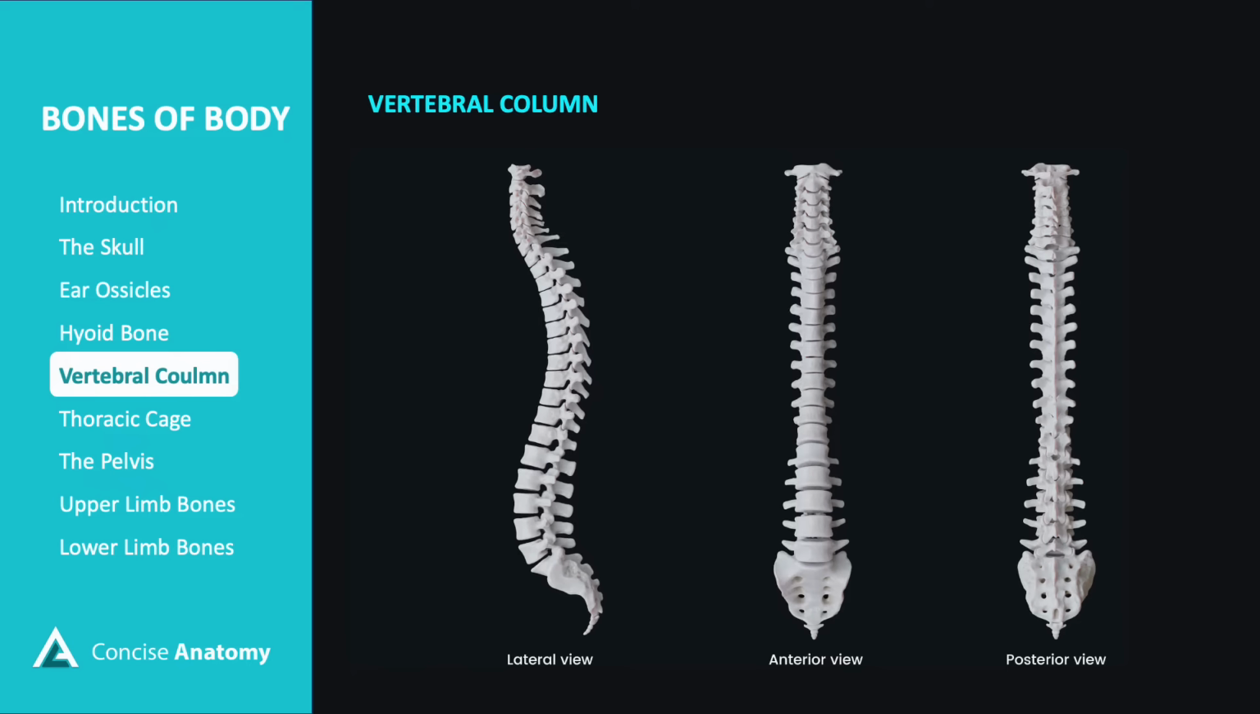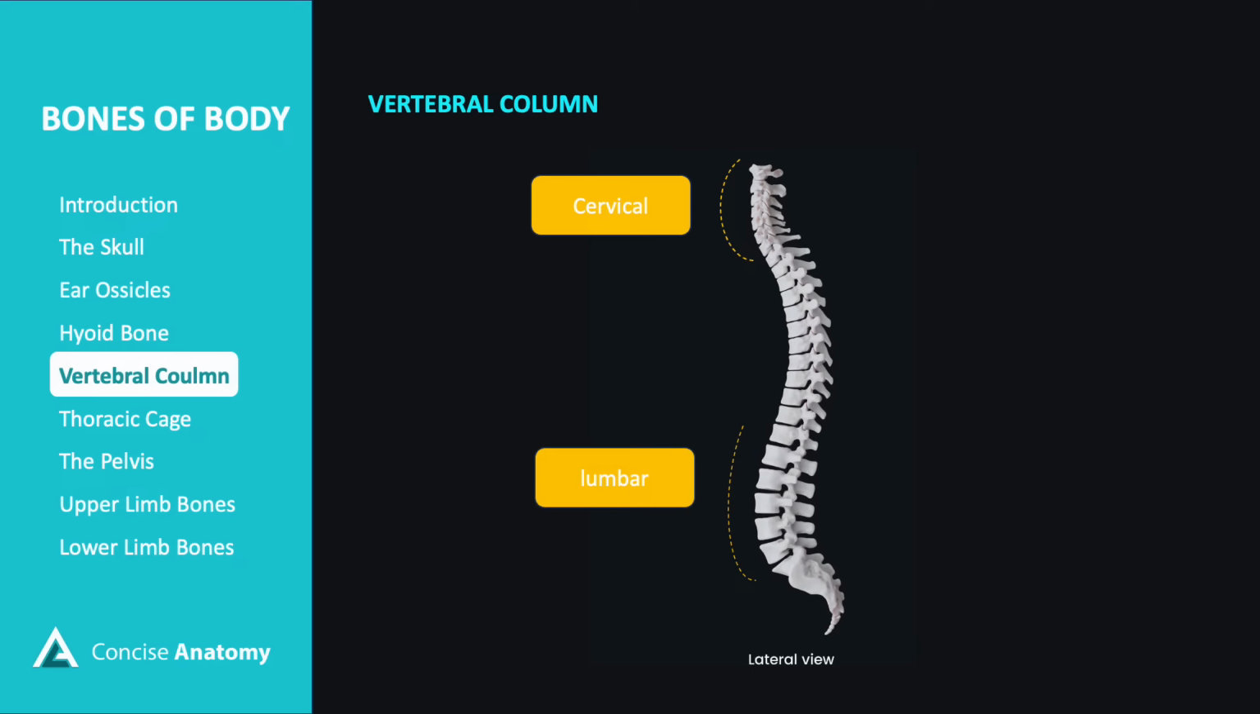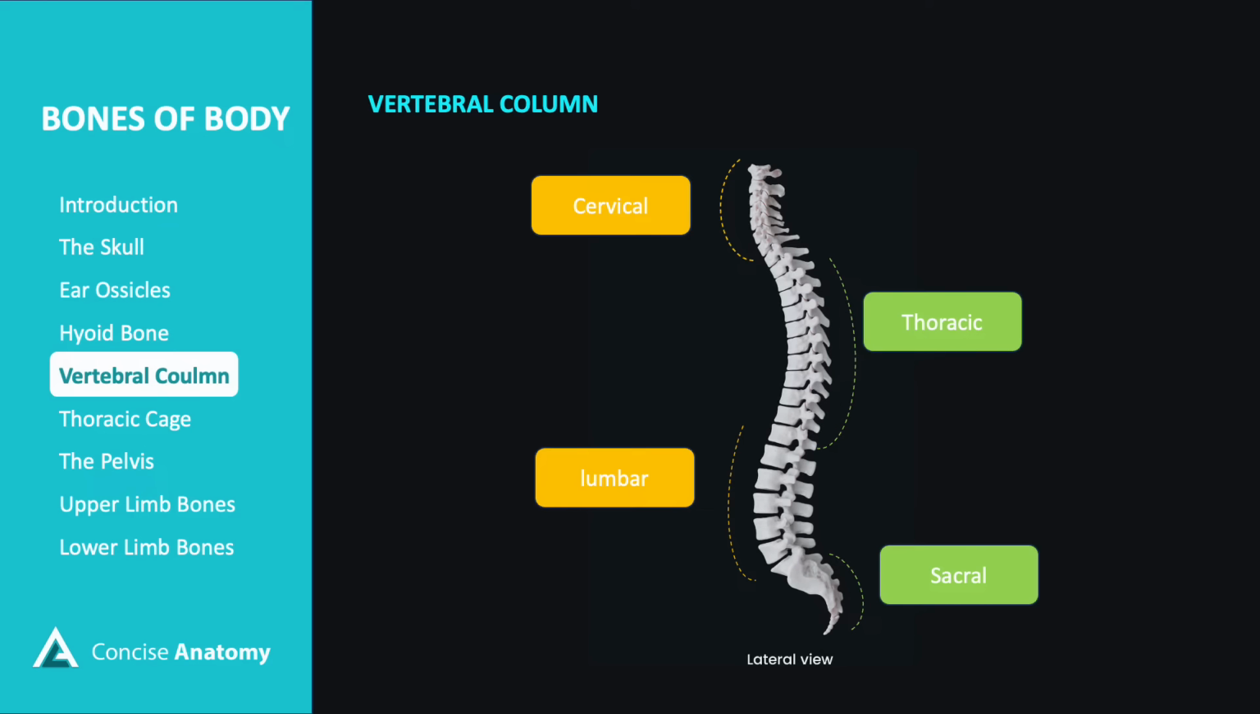Here is the vertebral column displayed in anterior, posterior, and lateral views, showcasing its natural curvatures. The lateral view particularly highlights the lordotic curves in the cervical and lumbar regions, which curve inward toward the body, and the kyphotic curves in the thoracic and sacral regions, which curve outward.